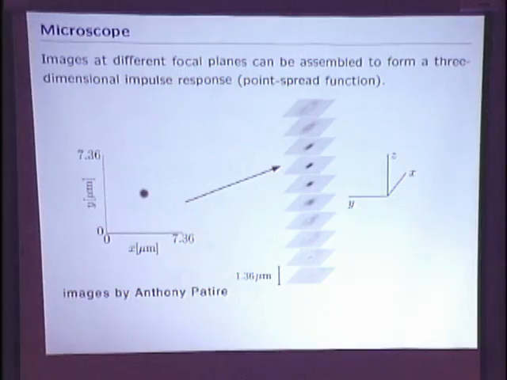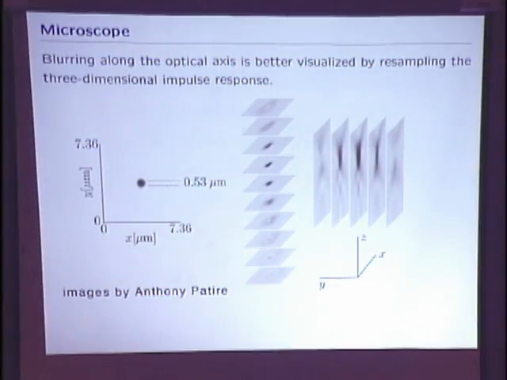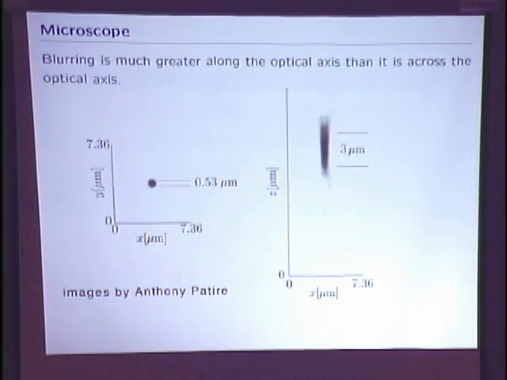In the microscope, it's 3D, x, y, and z. So the impulse response has extent in x, y, and z. Here's a picture taken by Anthony Pateri, who was a student in my lab, of that same tiny little dot. The in-focus plane shows the dot, and as you go out of focus, the dot gets bigger, smearier, and blurrier. You can assemble those pictures that were taken one at a time into a 3D volume, and that 3D volume represents the point spread function, or the 3-dimensional impulse response of the microscope.